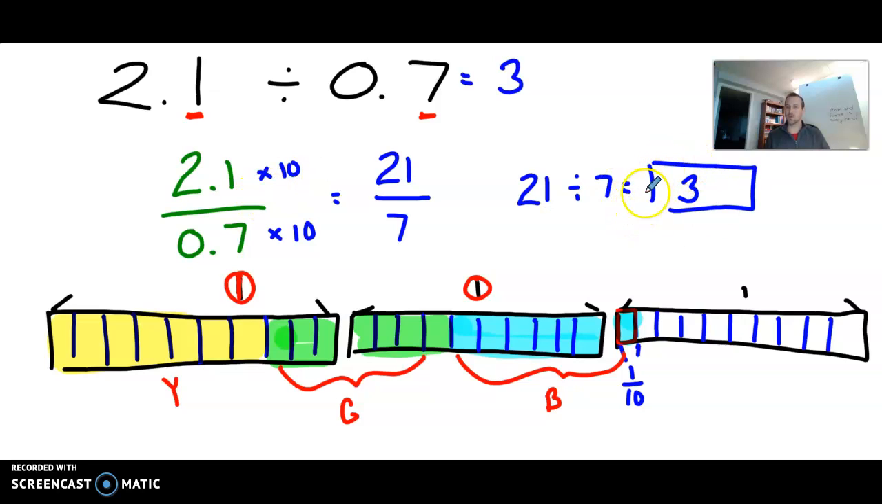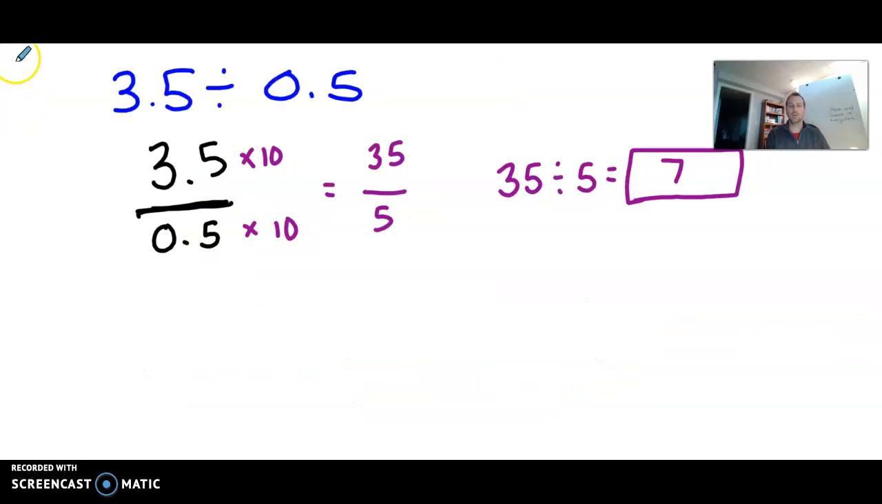But what I wanted to do with those models is show you why. Why did we get those 3? So let's do one more in model form here. We did this one in the teach piece, 3 5/10 divided by 5/10, and we ultimately came up with 7. We're going to get 7 parts.